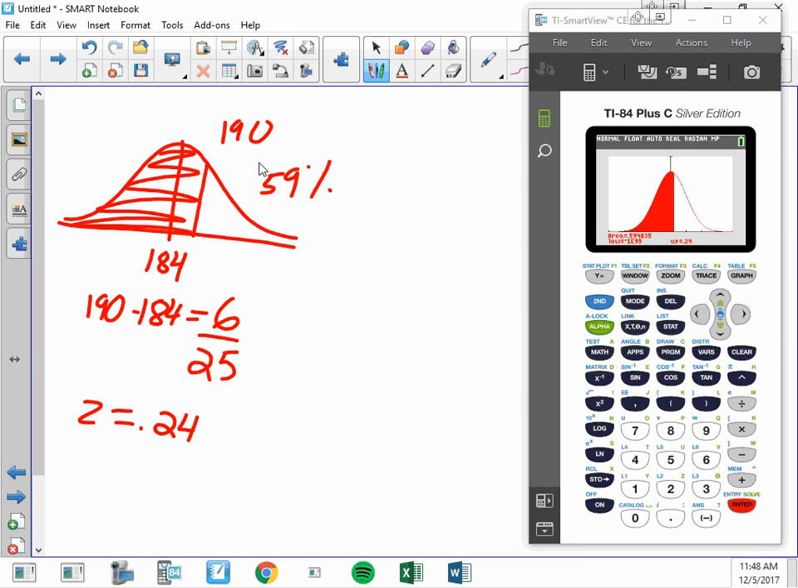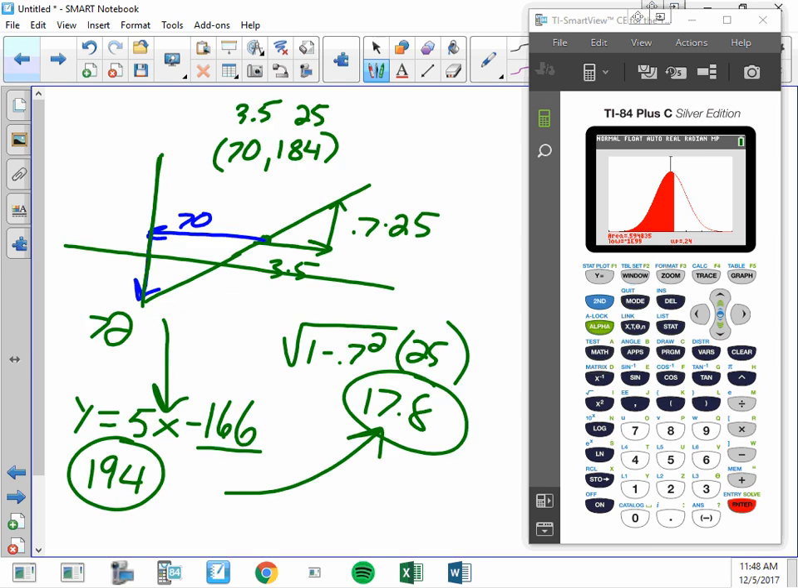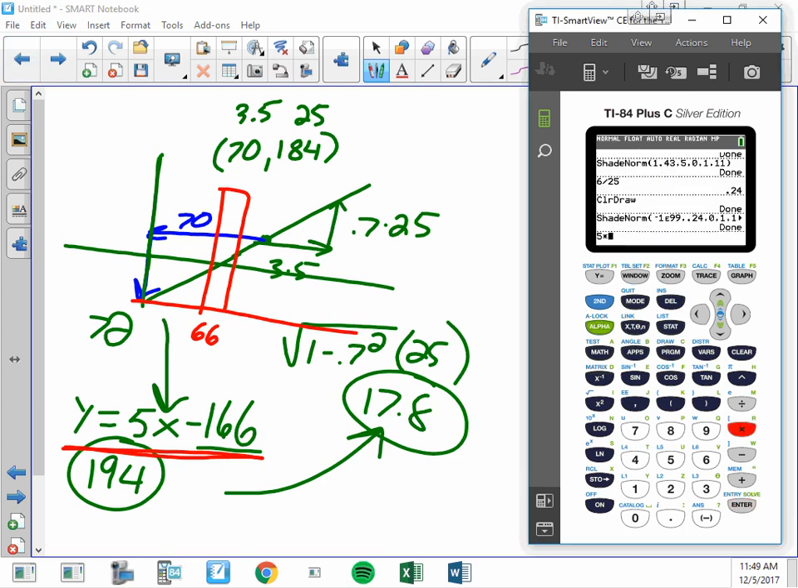Okay, and then one of those hard questions. Among the fathers who were 66 inches tall, what percentage of sons weighed less than 190? So now I'm going to go back to here, and I have my regression equation, and I want to focus in on fathers who are 66 inches tall. So this column here, 66. The new average will be found using the regression equation. So 5 times 66 minus 166 gives me a new average.